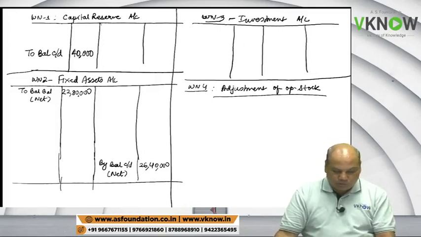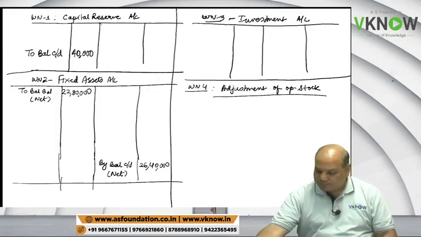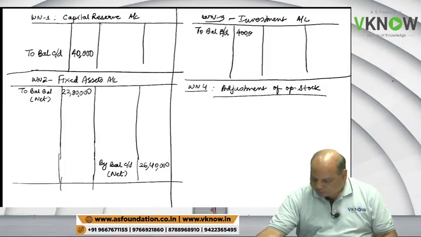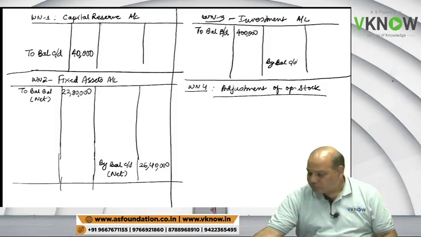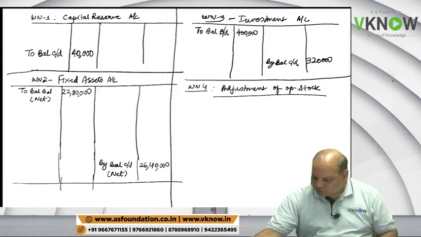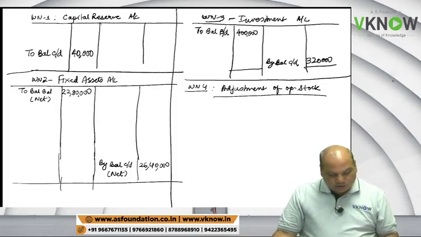Now come to investment account. To balance brought down, working note 3, 4 lakh. Yes or no? And by balance carried down, 3,20,000. Just write it. We will come back to this ledger later.